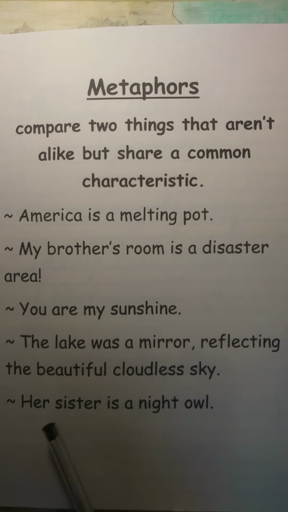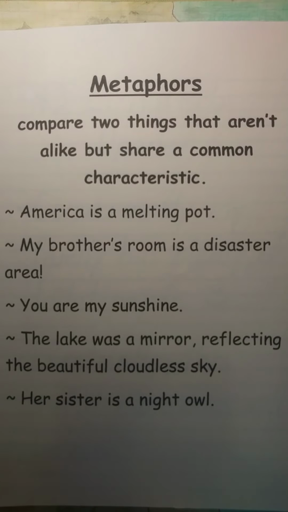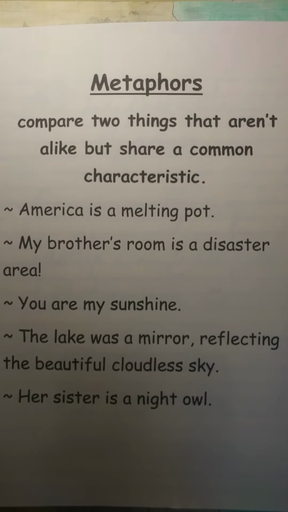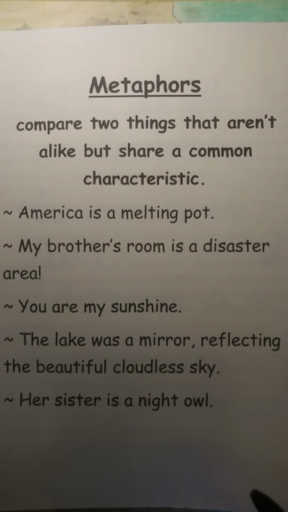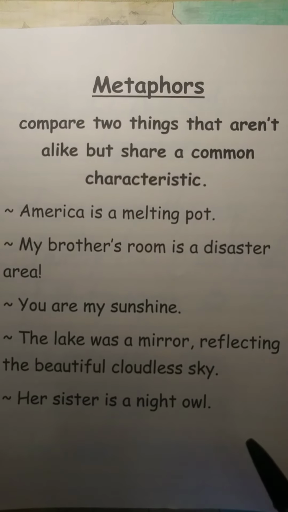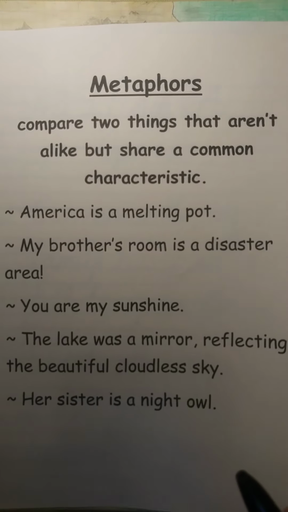And lastly, her sister is a night owl. Obviously, her sister is not an owl, but her sister is like an owl in that maybe she stays up at night. She does all of her things at nighttime instead of the day, because that's what owls do. So you see, the metaphor is very similar to a simile, but different because it does not use the word like or as. It just says, this thing is this thing, or this thing was that thing. Okay? That's a metaphor. And this is another type of language that you can use when you're writing your paper to make it sound more interesting and descriptive and sophisticated.